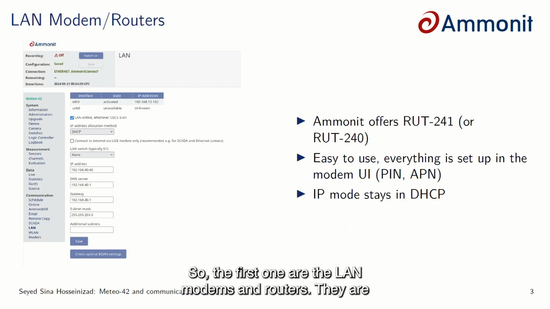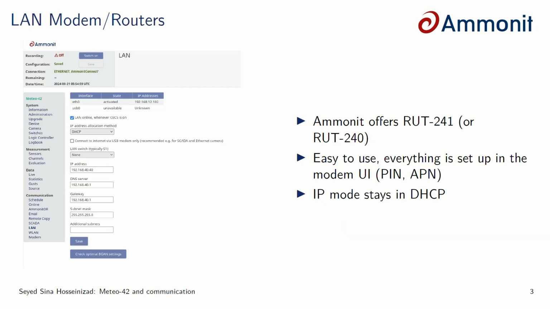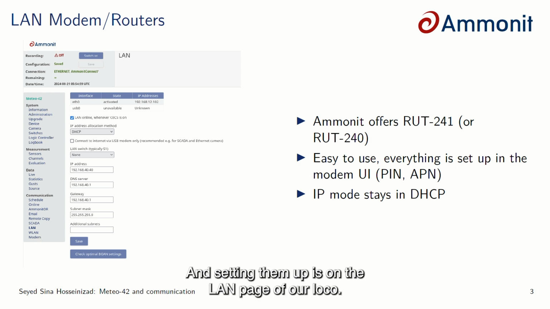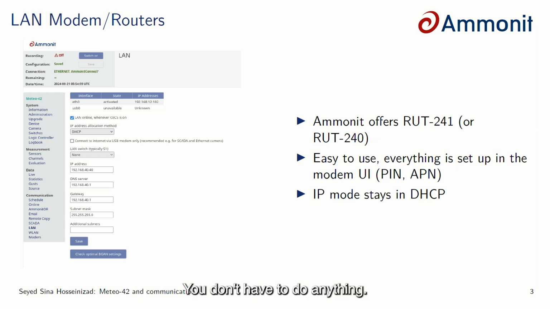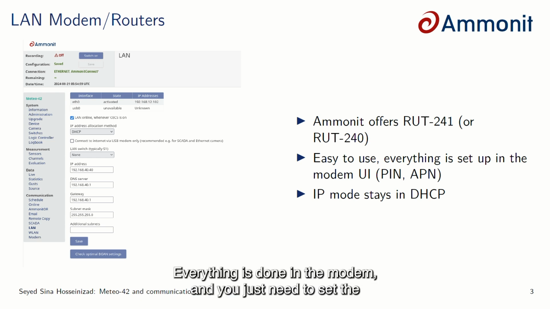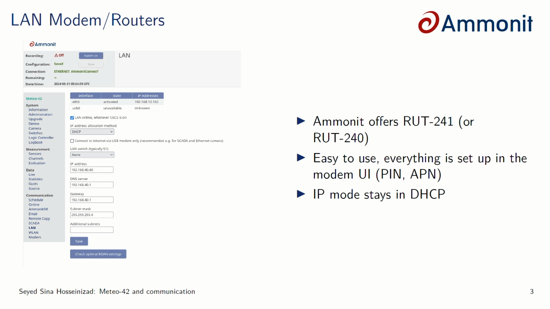So the first one are the LAN modems and routers. They are plug and play and very easy to set up. We currently offer Route 241, which is the newer model of Route 240. And setting them up is on the LAN page of our loco. It's quite easy. You don't have to do anything. Everything is done in the modem, and you just need to put the IP address allocation method to DHCP, and it should be good to go.